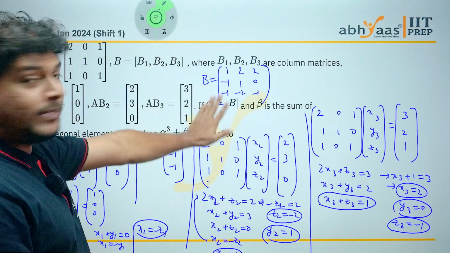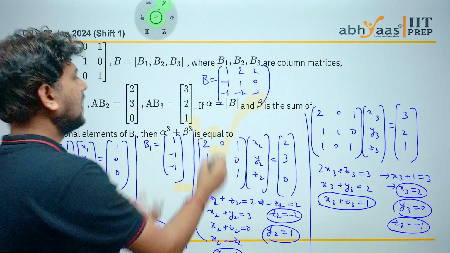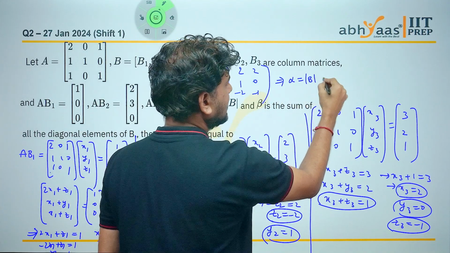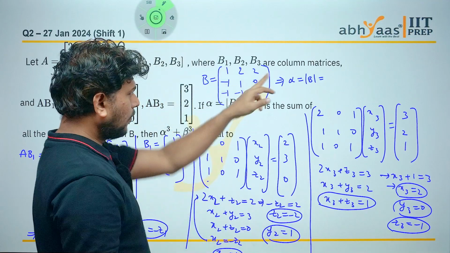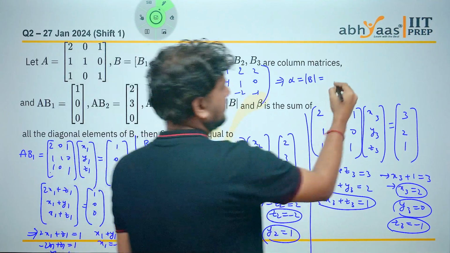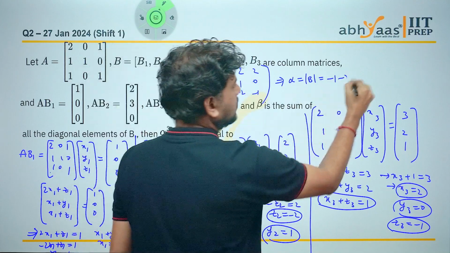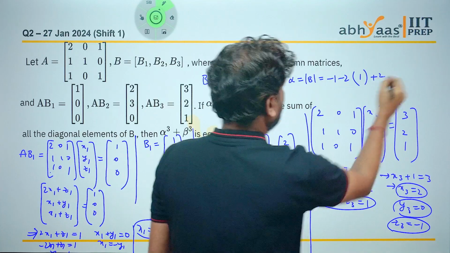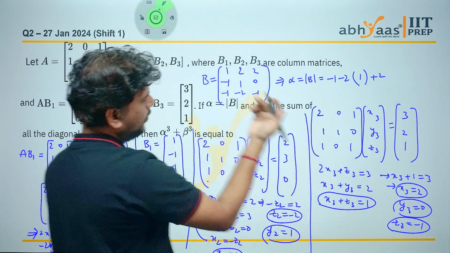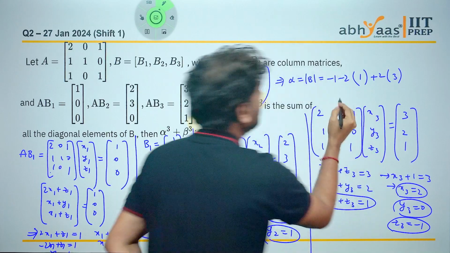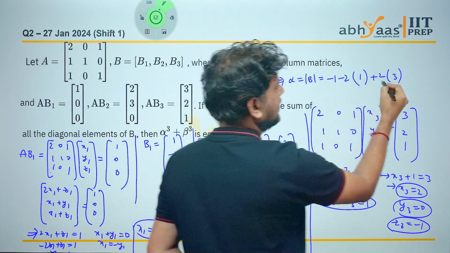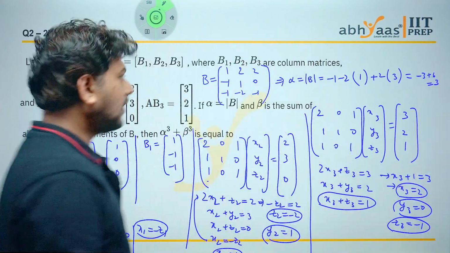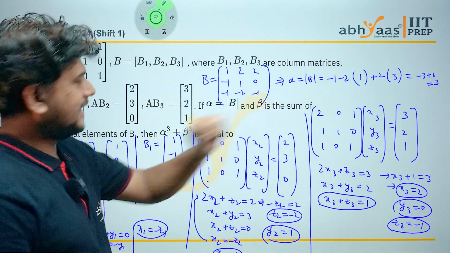Now we get the B matrix. Now we have to find alpha, that is mod B. So alpha equals mod B, which is 1 into minus 1, minus 2 into 1, plus 2 into 2 plus 1, that is 3. Minus 1 minus 2 minus 3 plus 6, that equals 3. So we got alpha as 3.